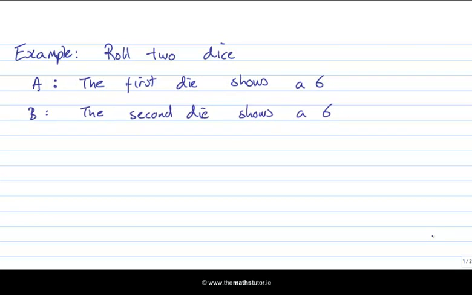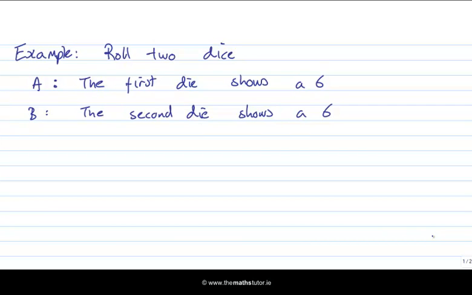This might be easier to understand if I refer to an example. So I'm going to, in this lesson, just go through an example and explain some of the basic ideas of the laws of probability. So let's consider this situation. We have two fair dice and we roll the two dice, and I'm going to look at two particular events. Event A is that the first die shows a 6, and event B is that the second die shows a 6.